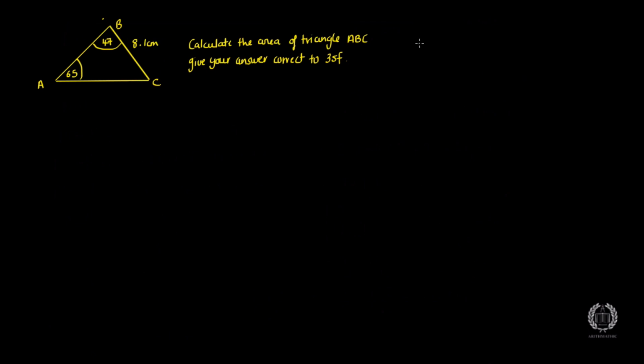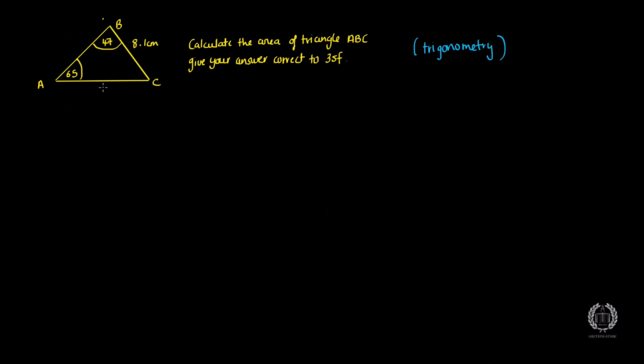And this topic now, if you're just wanting to know, this is on trigonometry, right? So this is the topic referring to trigonometry, okay? So this question now, what we have is a triangle, right? We have 8.1, 47, and 65. And the question is asking us to calculate the area of triangle ABC.